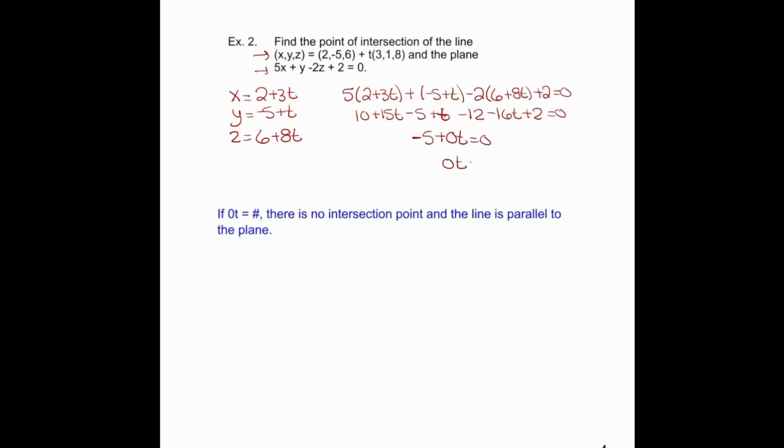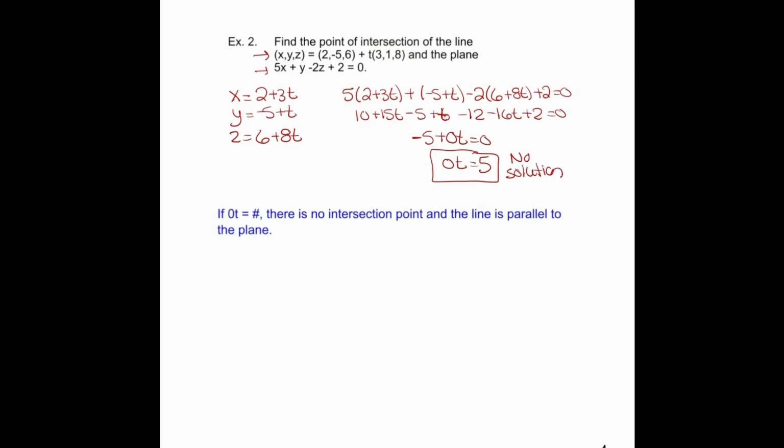So when we rearrange, 0t equals 5. So 0t is equal to 5 when we rearrange to solve. So when can 0 be equal to 5? Well, never. 0 can never be equal to 5. 0t's can never be equal to 5. Therefore, there is no solution here.